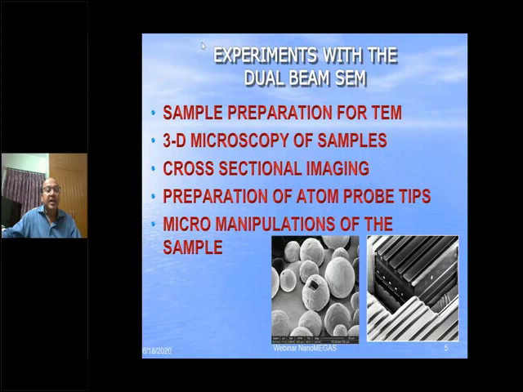Next, what we can do in the machine. We can do sample preparation for TEM. We can do 3D microscopy of the samples. That means we can look at the example here. We see this is the IC chip. We can cut it open and you can see how many layers are there in between.